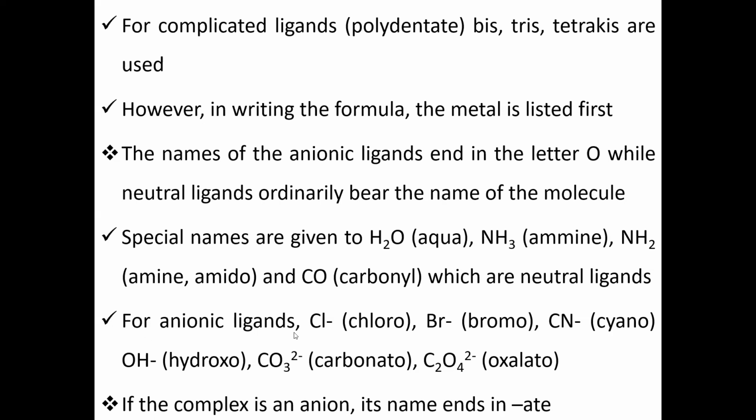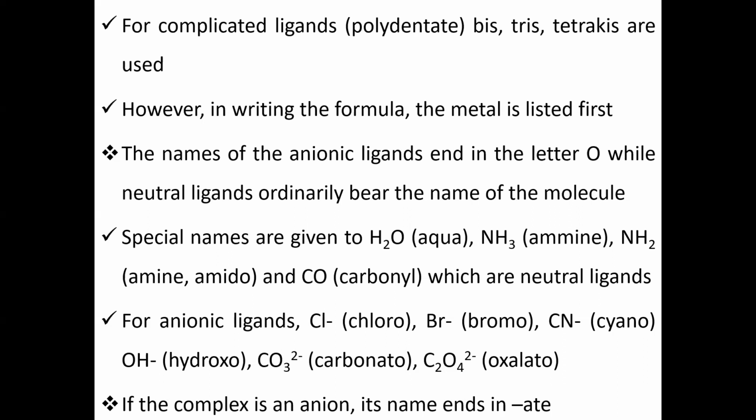So for anionic ligands like your chloro, your bromo, your cyano, your hydroxo, you see these ones are ending with O. Most of them, their oxidation state is usually 1-, but your carbonato and your oxalato are 2-. So know the charge and know the oxidation number.